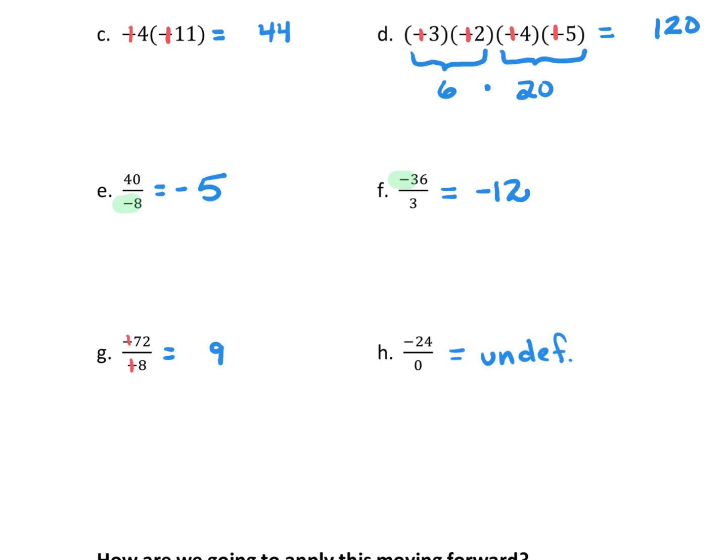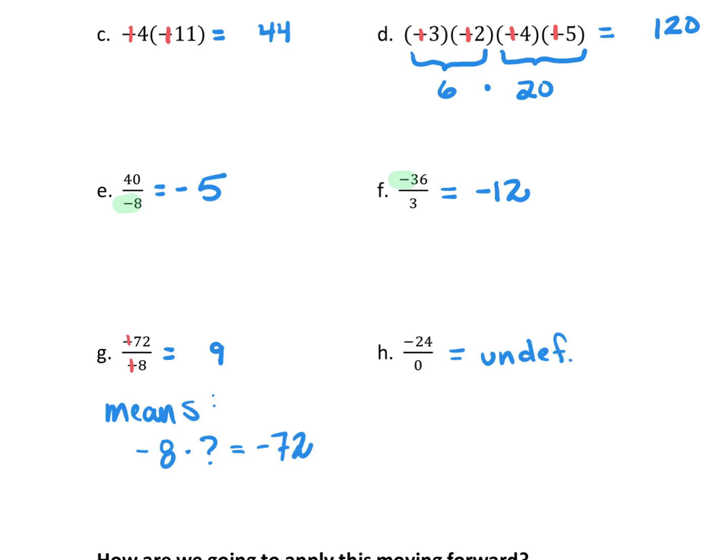When we talk about division, what we are basically doing is the opposite of multiplication. And so, for instance, if we go back to example G, when you look at negative 72 divided by negative 8, what this translates to is negative 8 times what is equal to negative 72. And to do this, we need 9.